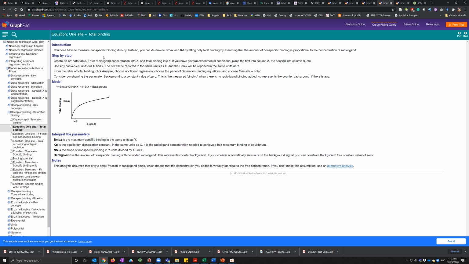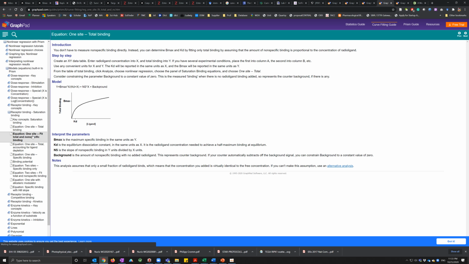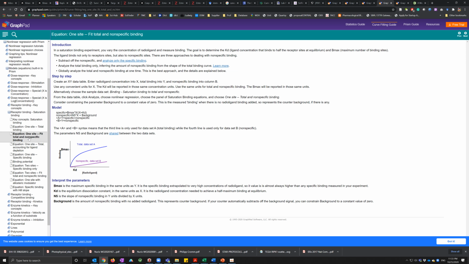But if you did a non-specific binding experiment, like a control experiment, which I highly recommend, you should not use this one. In that case, you should use this one, the so-called one site fit total and non-specific binding. This is essentially a global fitting, right? For example, this is your titration, right? You have the total data set in column A, and you put your non-specific data set as column B.